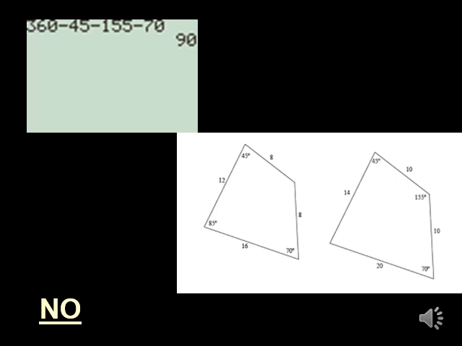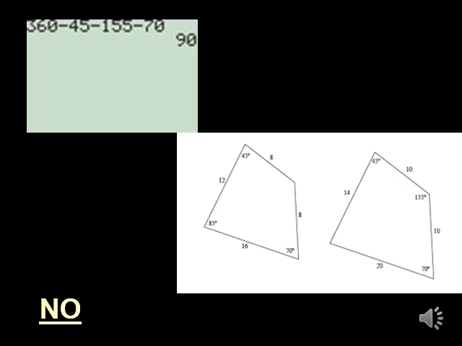And I found that the missing angle has to be 90 in that one. But if I look at the corresponding angle over on the left, it says 85. Since those angles aren't congruent, these can't be similar.